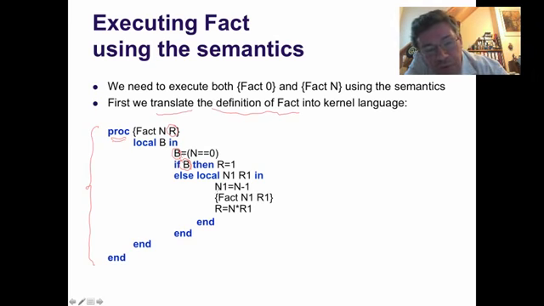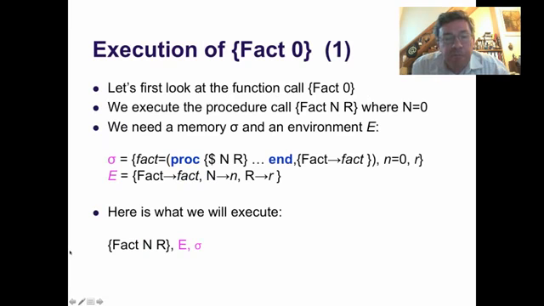Also, in order to do the local calculation n times factorial n minus 1, we have to introduce 2 identifiers, n1 and r1. We first do n1 as n minus 1, and then after calling factorial giving us r1, we do r is equal to n times r1. So this gives us the factorial in kernel language. We've only used instructions in the kernel language, and all intermediate results are visible. Nothing is hidden in the execution.